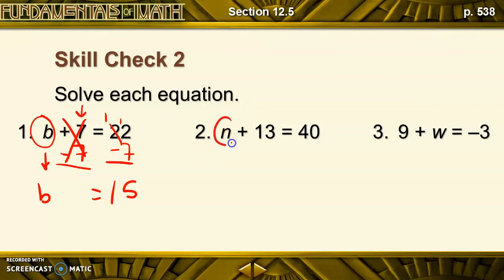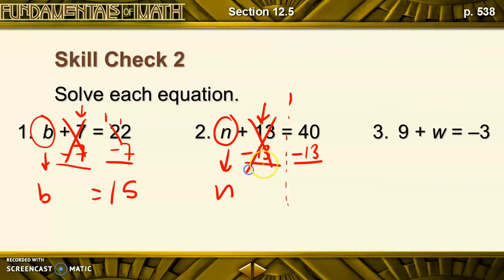Part 2, we're going to go ahead and circle our variable and find his buddy. His buddy is positive 13. The opposite of positive 13 is negative 13. So I'm going to go ahead and subtract or add negative 13 on both sides, like this. Remember, because this is math and math is fair, I have to do it on both sides of the equal sign. All right, n just goes ahead and just falls down here.